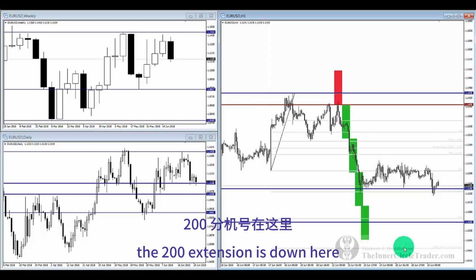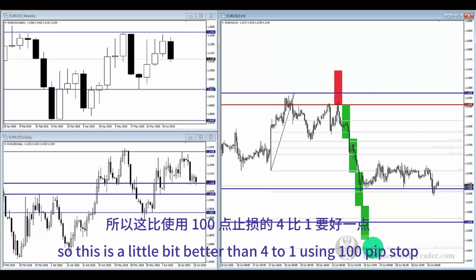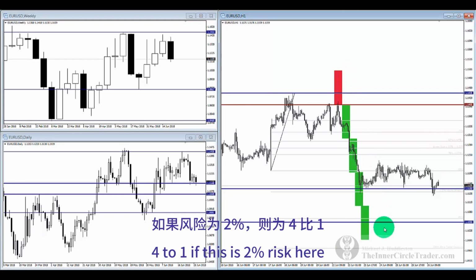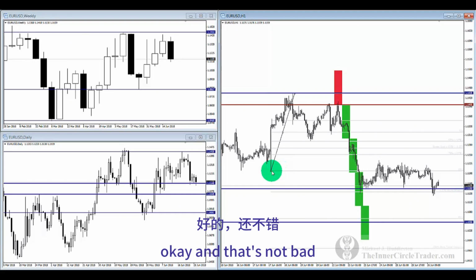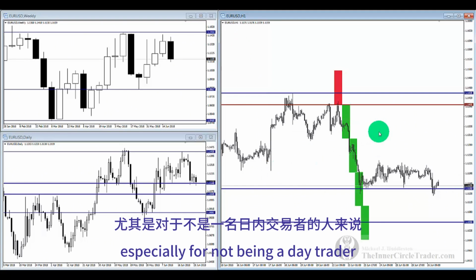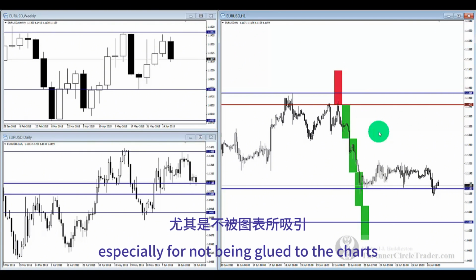The 200 extension is down here, so this is a little bit better than 4 to 1. Okay, using a 100 pip stop, 4 to 1. If this is 2% risk here, you're potentially risking 2% to make as much as 8%. And that's not bad, especially for not being a day trader, especially for not being glued to the charts.